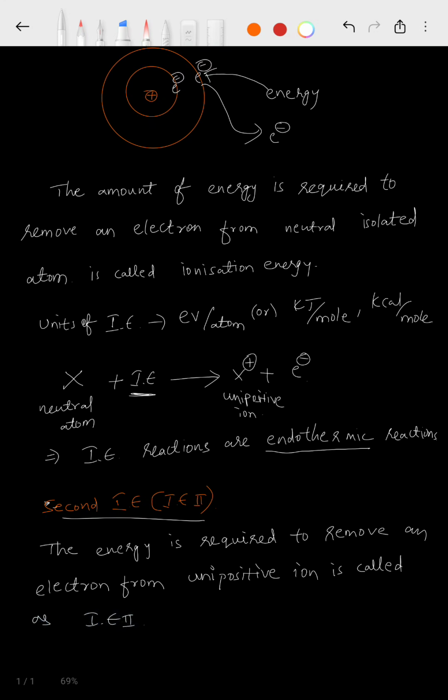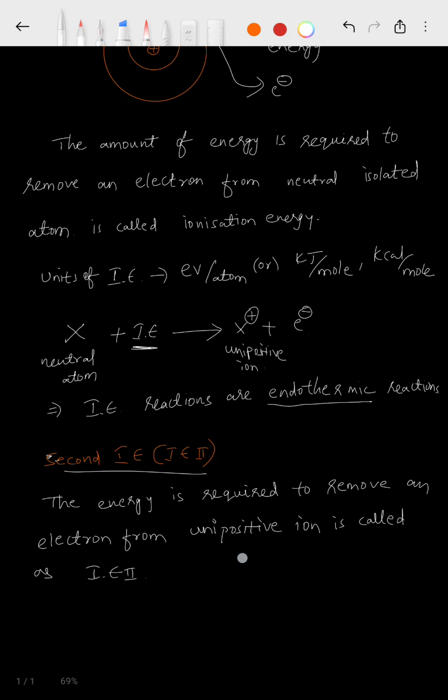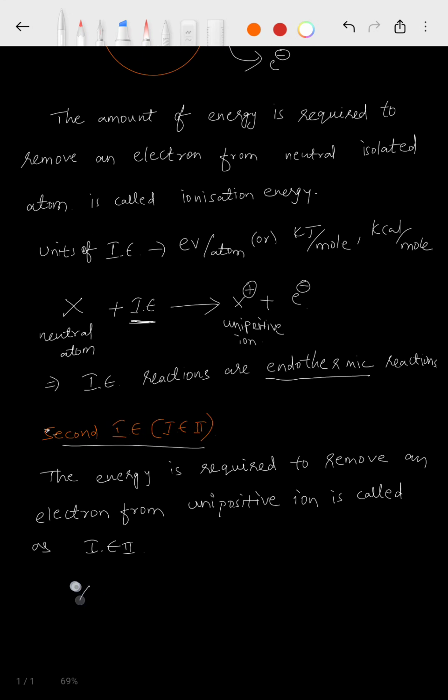Okay. This is IE2. We can write the reaction as X plus, this is unipositive, and again energy is gained to remove an electron, so it will turn into dipositive, X 2 plus, plus one more electron. This is also an endothermic reaction.